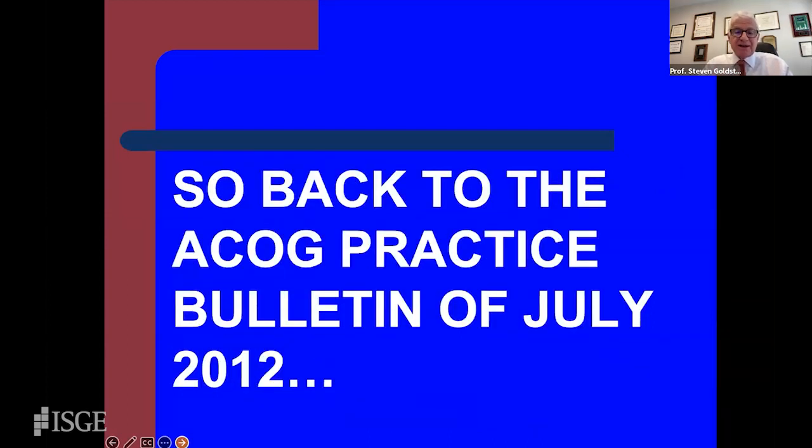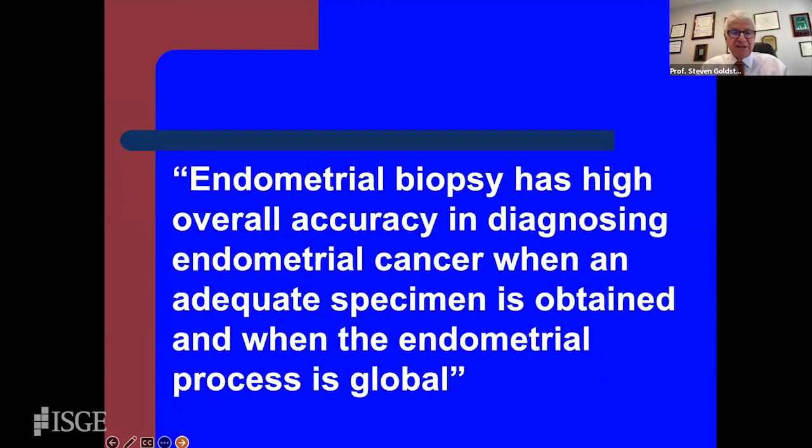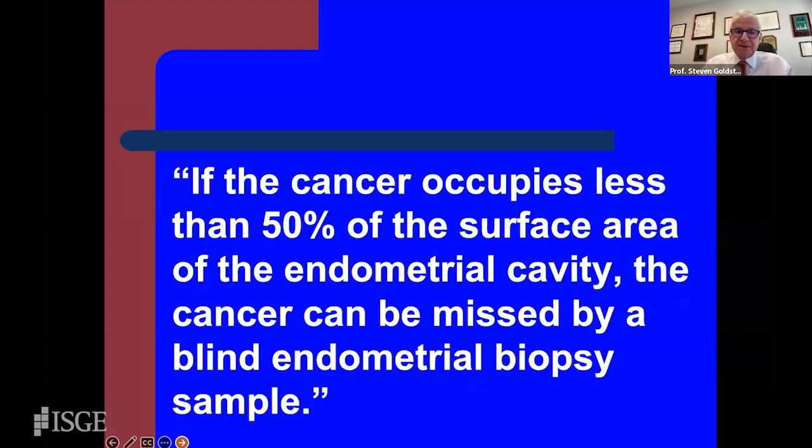So back to the ACOG practice bulletin of July 2012, it does say that an office endometrial biopsy is the first-line procedure of tissue sampling in the evaluation of patients with abnormal uterine bleeding. It says that such a biopsy has high overall accuracy in diagnosing cancer when an adequate specimen is obtained, and even more importantly, when the endometrial process is global. If the cancer occupies less than 50% of the surface area of the endometrial cavity, the cancer can be missed by a blind endometrial biopsy sample.